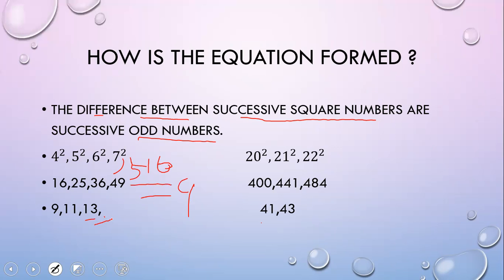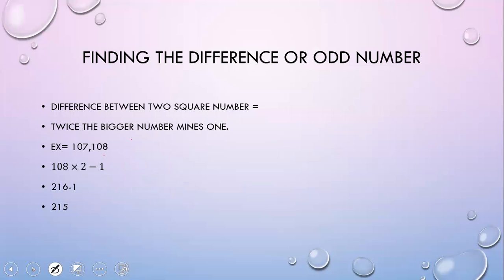For example, let's take 20, 21, and 22 squares. That is 400, 441, and 484. The difference between 400 and 441 is 41, and difference between 441 and 484 is 43. So now you might be thinking, so what? What's the point in that? So here's where it gets funny.